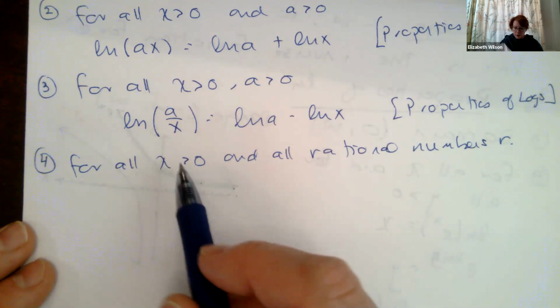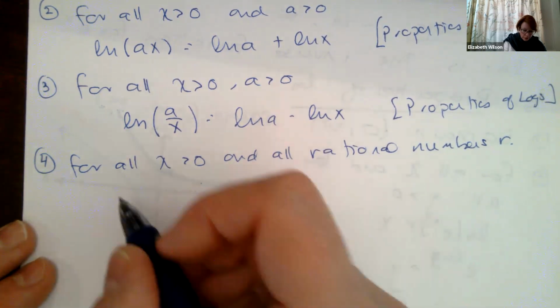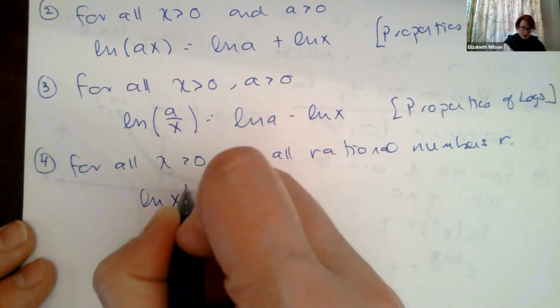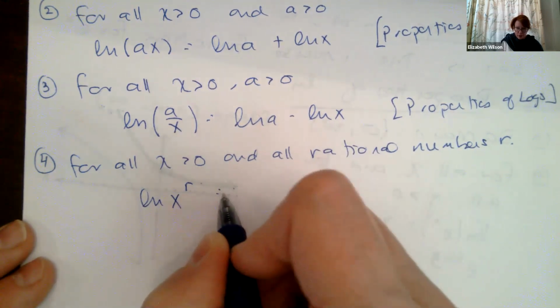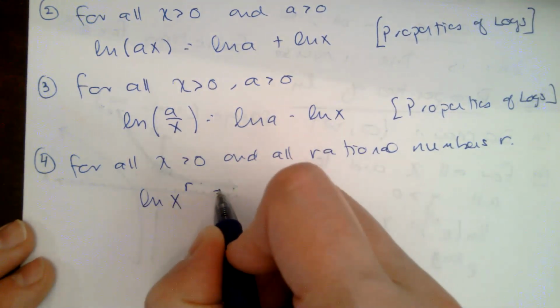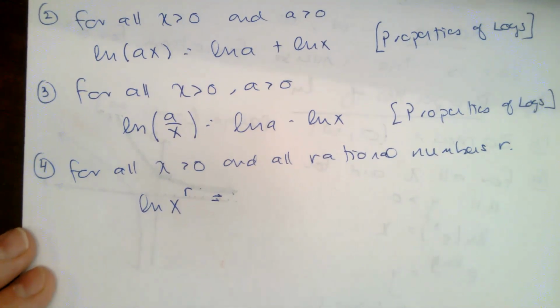Okay, for all x greater than 0 and all rational numbers r, looking at ln of x to the r. This is a property of log 2, the exponent rule.